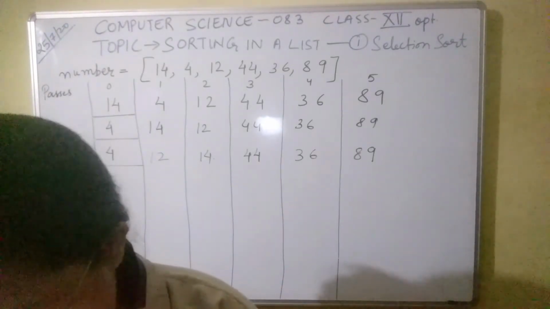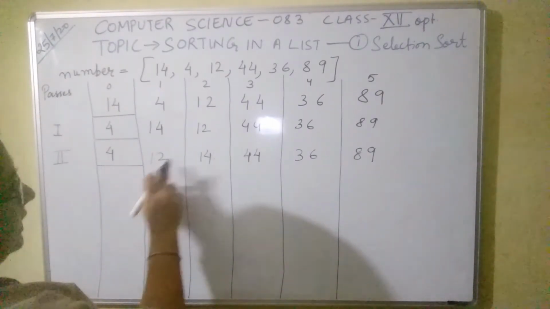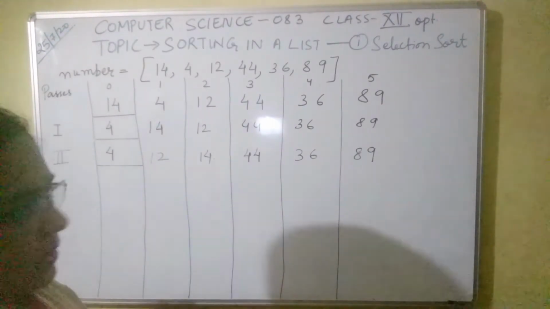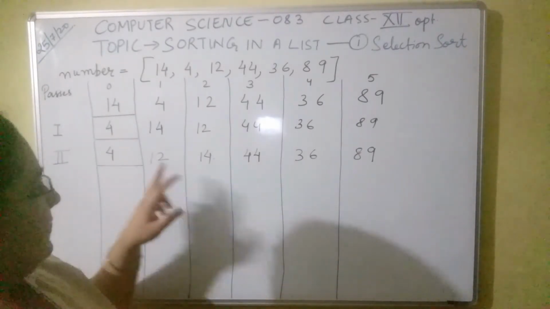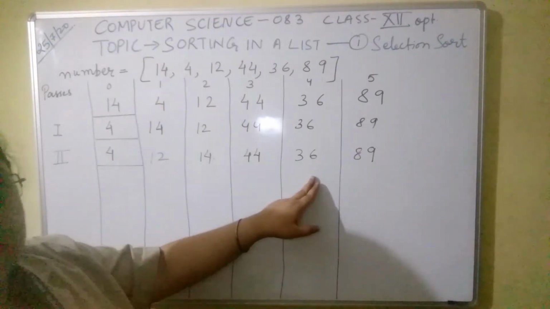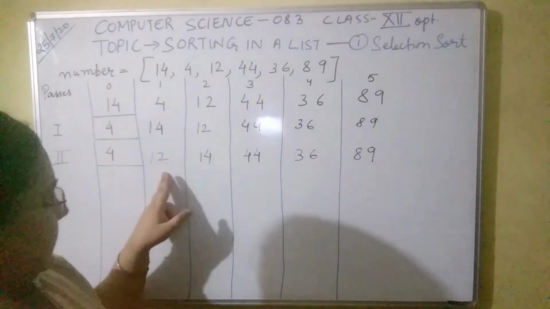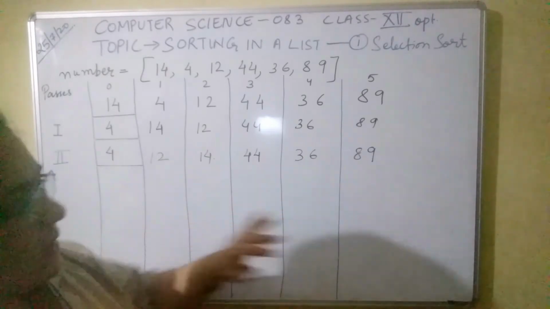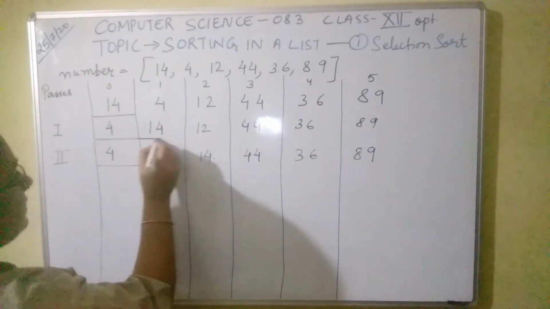Now 12 is over here. It will be compared with 44. Is 12 less than 44? Answer is yes. So we'll leave it as it is. Is 12 less than 36? Yes. Is 12 less than 89? Yes. So that means the position of the next element is also fixed.